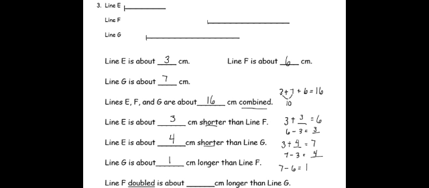And this question says line F doubled is about blank centimeters longer than line G. So this is a two-part question. First, we have to double line F. Well, line F is 6 centimeters. 6 plus 6 equals 12. So I'm comparing the 12 centimeters to the length of line G. Line G is 7 centimeters. So 12 centimeters minus 7 centimeters equals 5 centimeters. So line F doubled is about 5 centimeters longer than line G.